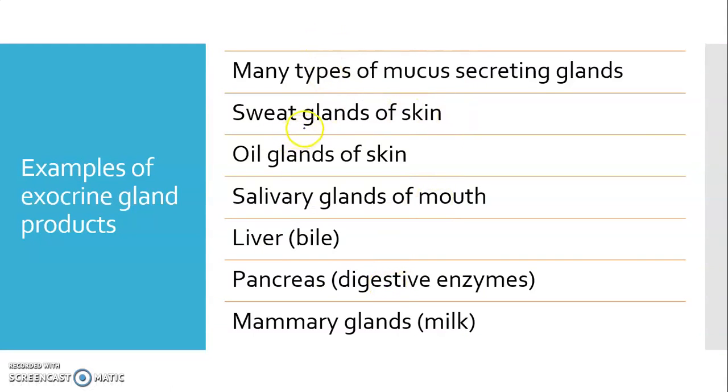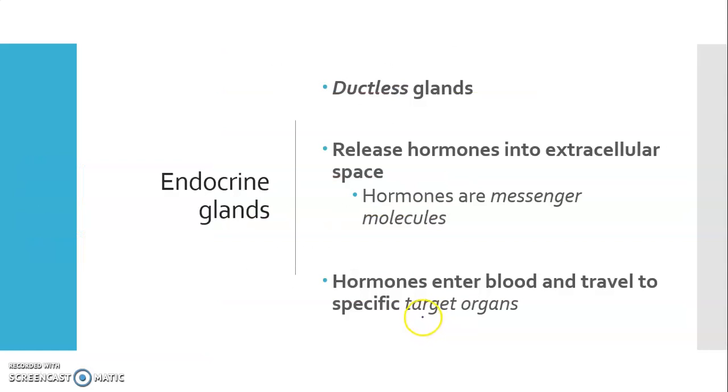Next, we go to the examples of the exocrine glands. Actually, a lot of glands can secrete mucus. For example, the sweat glands, oil glands of the skin, salivary glands in our mouth, the liver, and then the pancreas that produces the digestive enzymes, and also the mammary gland that produces milk.